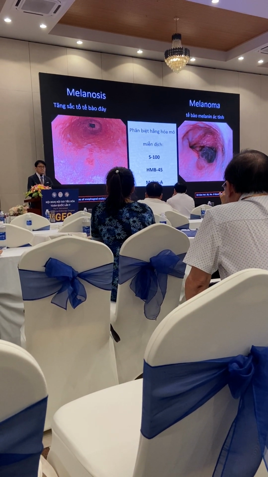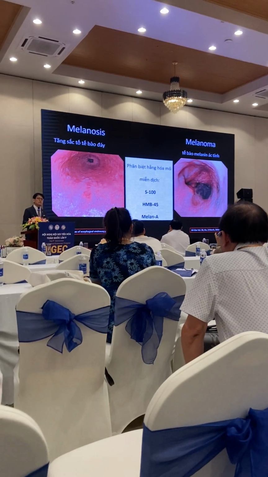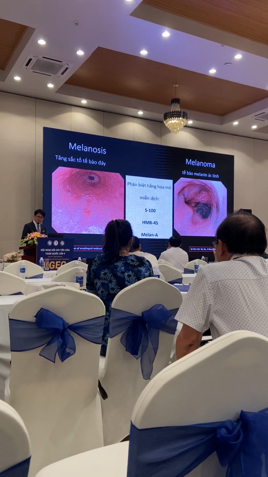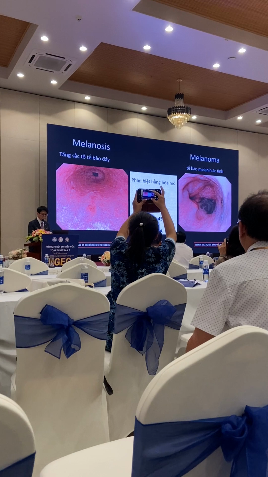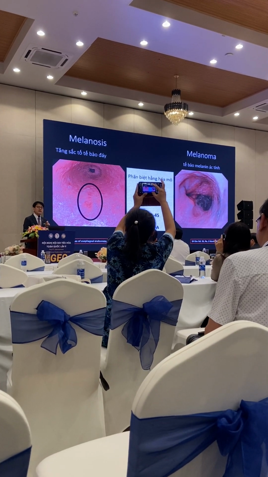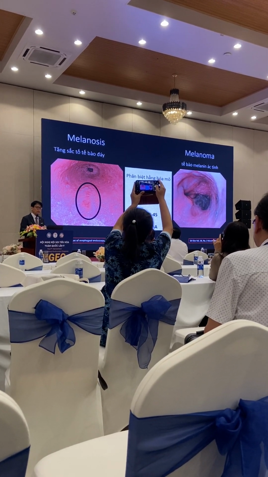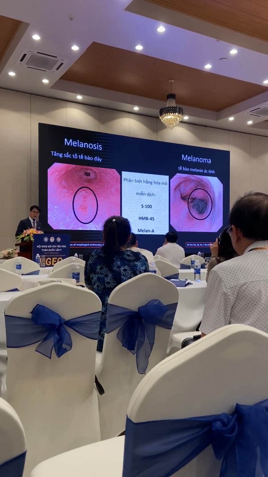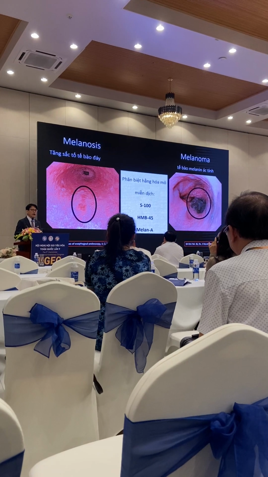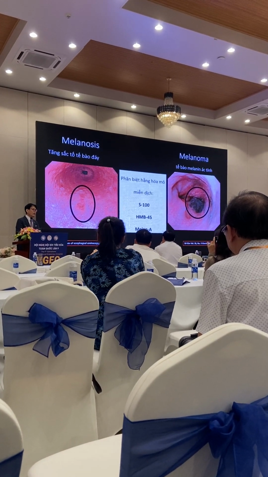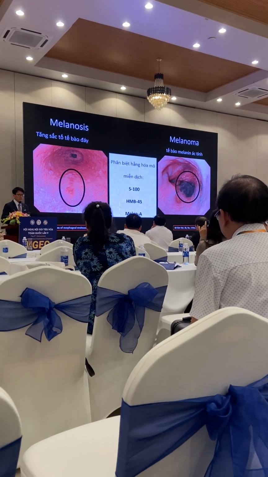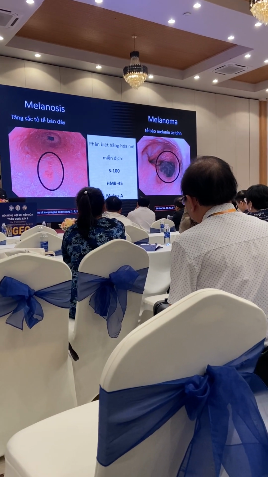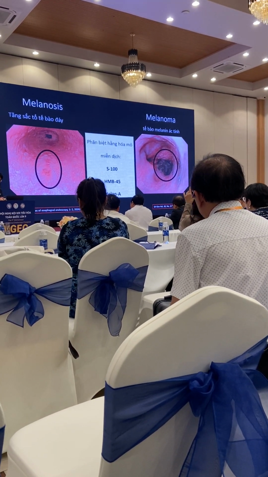Melanosis and melanoma are important for us to differentiate. Melanosis is basal cell hyperpigmentation. Like this, sometimes we can find a black spot, black dot over the esophagus. Sometimes we can see the real one, melanoma, truly malignant. We need to ask our pathologist for immunohistochemical staining: S100, HMB45, melanoma markers, etc.